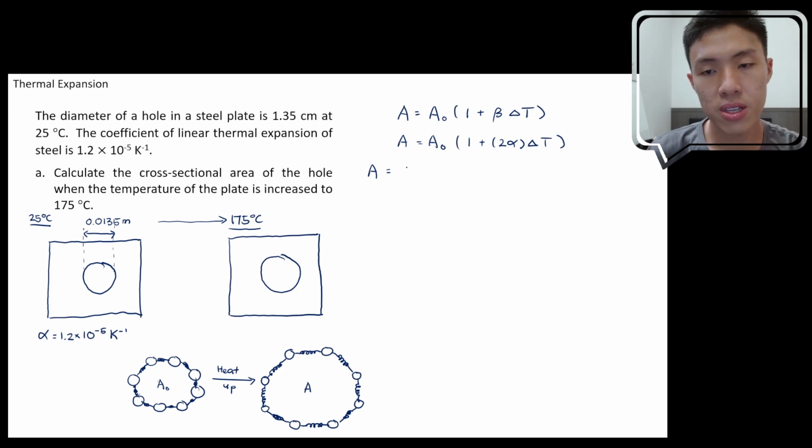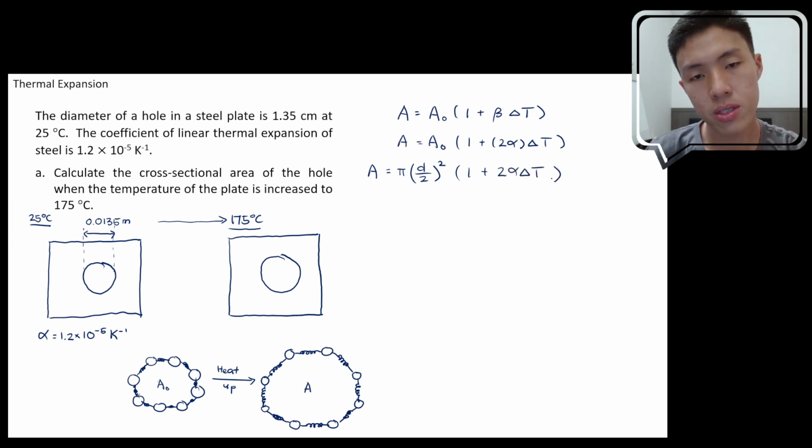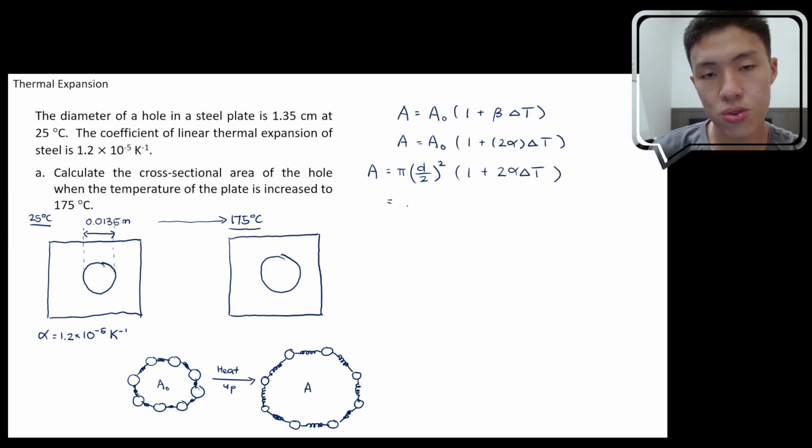The old area can be determined using pi r squared because it's a circular area. But because they give you the diameter, not the radius, you have to take the diameter value, divide by 2 to obtain the radius, and only then square it. Then you have 1 plus 2 alpha delta T. Now it's really substitution time.